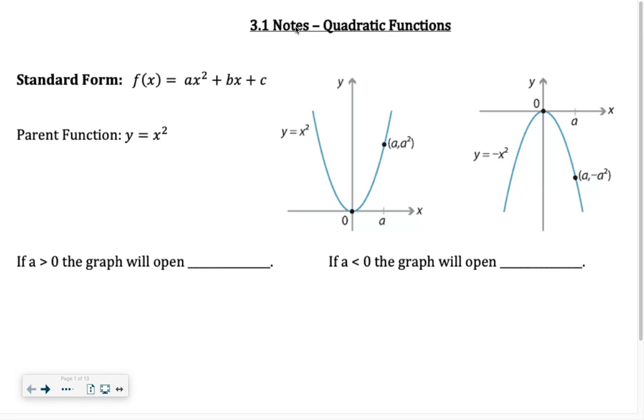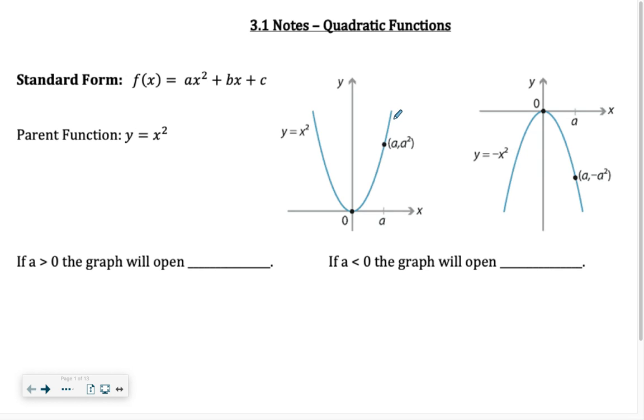All right, section 3.1 is all about quadratics. So first, the standard form of a quadratic, which is what we are most used to, is ax squared plus bx plus c. We just call the coefficients of each of these terms a, b, and c. Obviously, the parent function is just y equals x squared, and this is what y equals x squared looks like. Right? We've talked about that already.